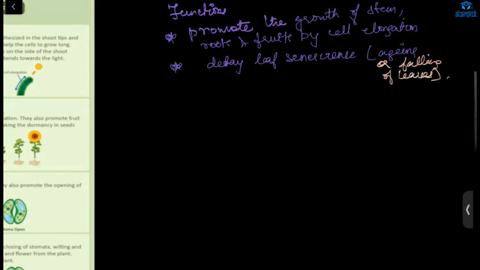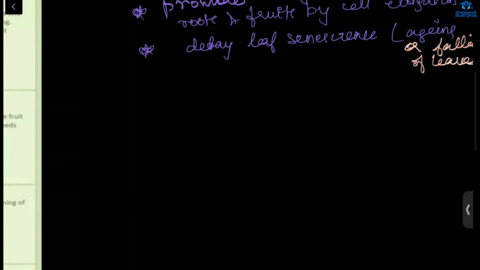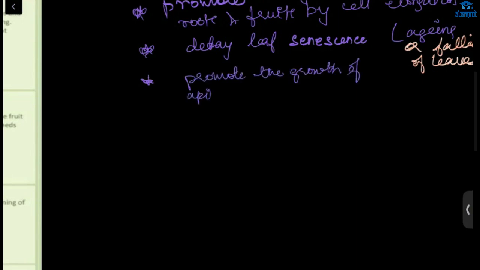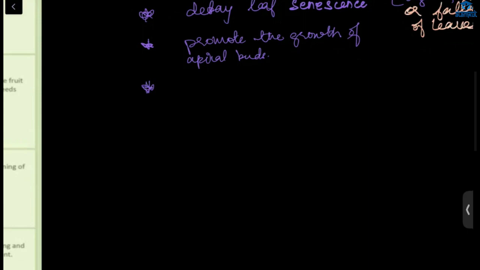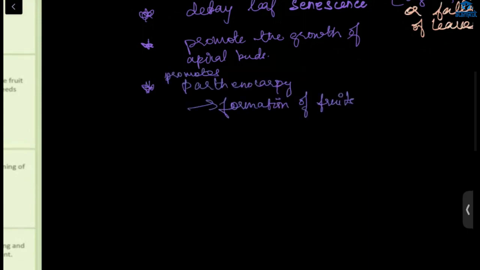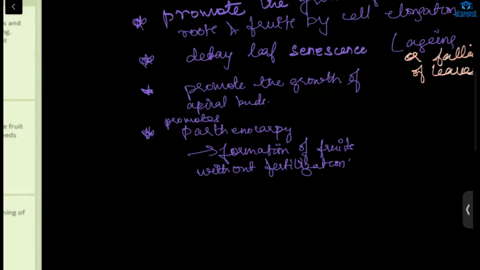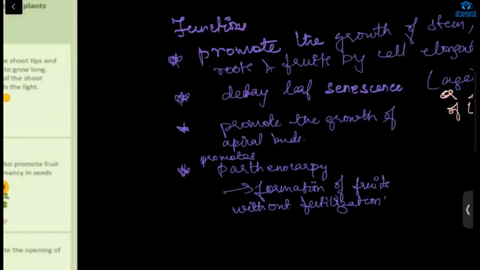What is the second function written? Delay leaf senescence. Are you not able to see this? Senescence. Okay. And it also promotes the growth of apical buds. And it also promotes parthenocarpy. What is that? Formation of fruit without fertilization, like in apples, bananas. These are the functions of auxin.